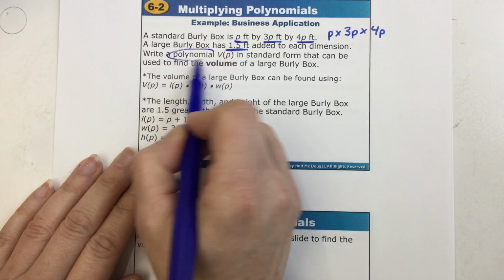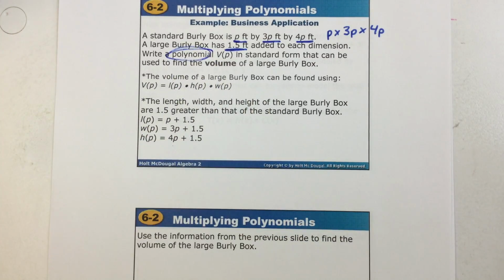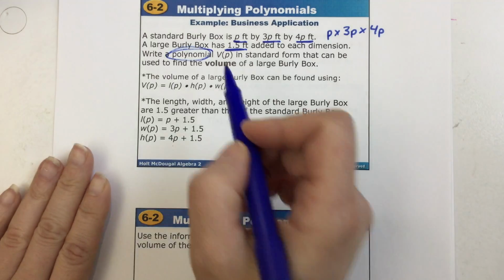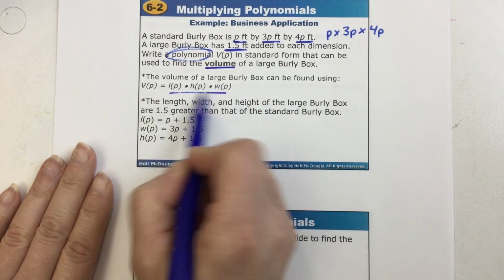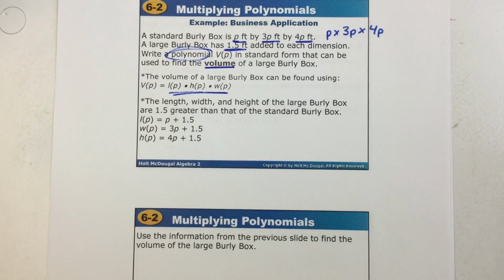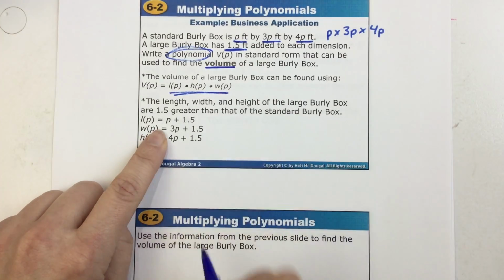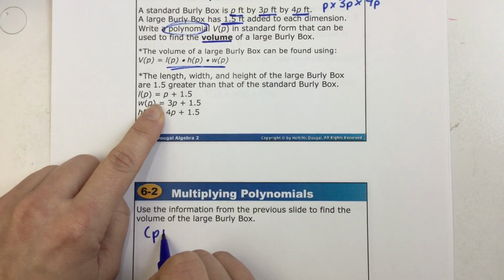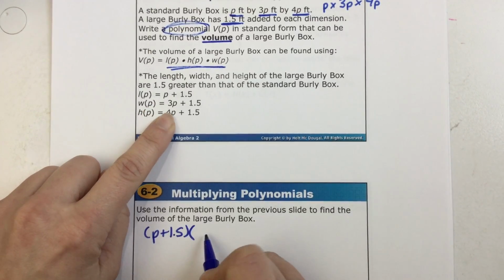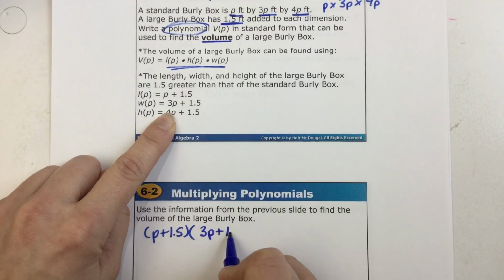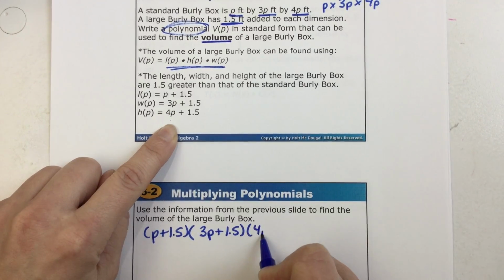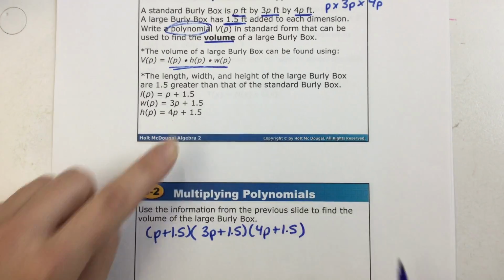They want us to write a polynomial in standard form, so we have to make sure it goes from the highest amount of the exponent to the least, to find the volume. Remember from geometry, the volume of a box is length times height times width. Well, here are my dimensions. So I have p plus 1.5, I have 3p plus 1.5, and I have 4p plus 1.5.